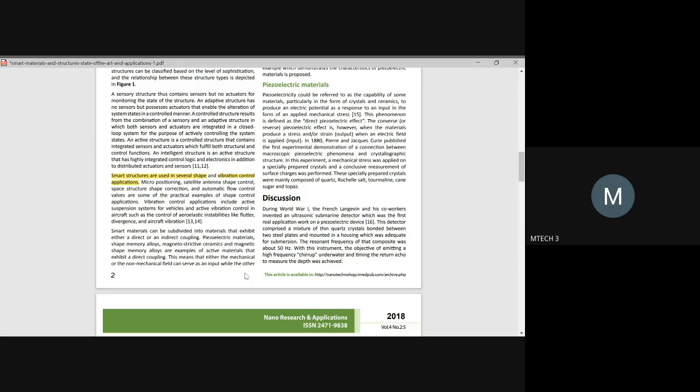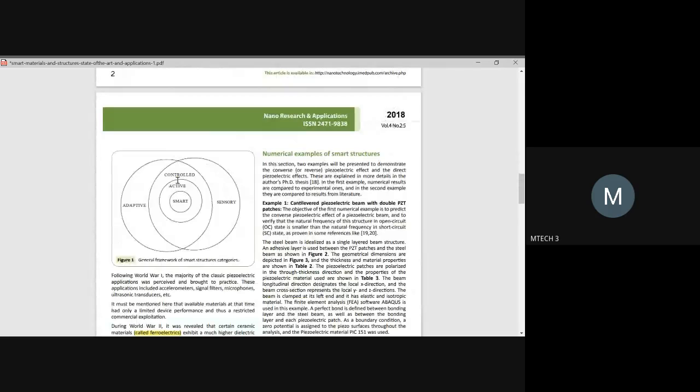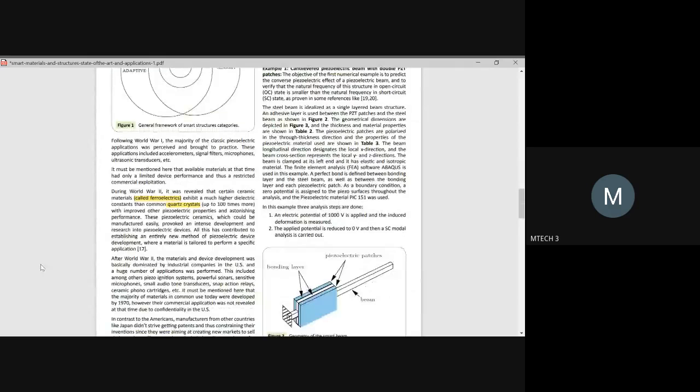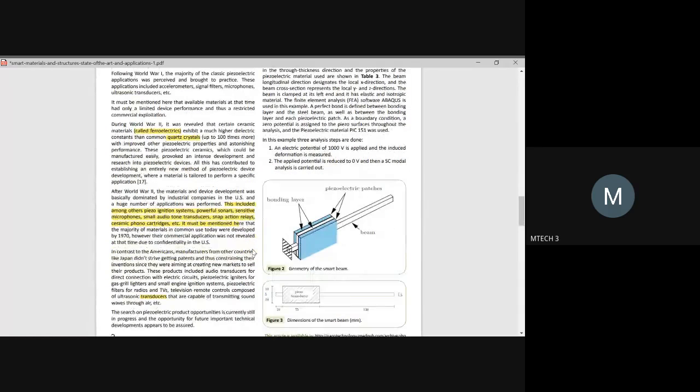Yeah, third module. Then, due to World War II, the initiation of these piezo materials came into the picture. Quartz was a natural element which was being used at that time, and later many inventions related to piezo materials came, which were used on a regular basis in many applications, such as piezo ignition systems, powerful sonars, and also transducers. So many applications used it during World War II.